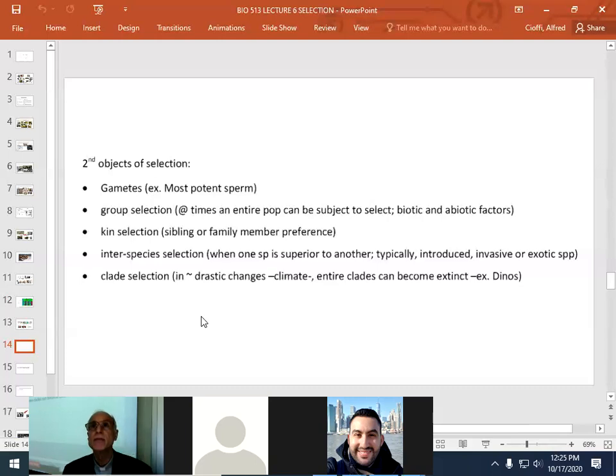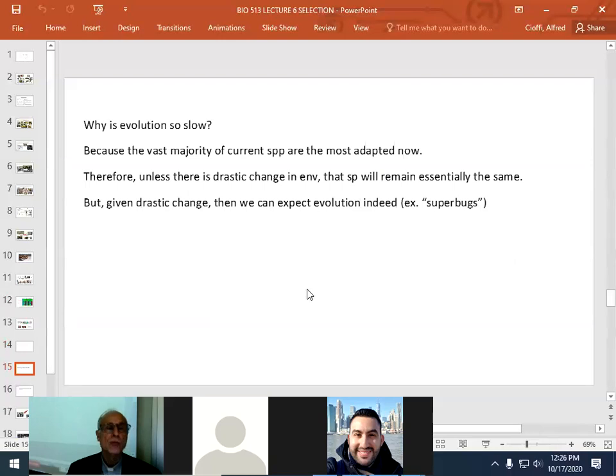And we have evidence of at least five mass extinctions in the history of the world in the 4 billion years that we have evidence of life on Earth. We also have evidence of at least five massive extinctions done by some kind of a cataclysmic event. So in general, why is evolution slow?